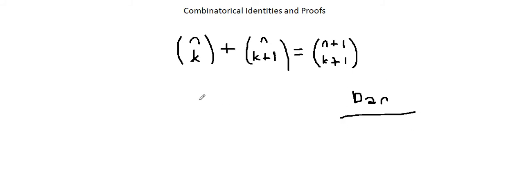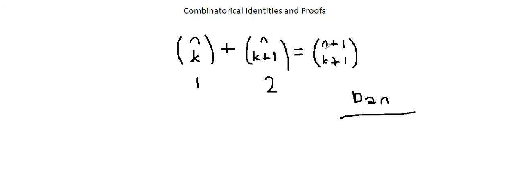Now, let's look at the two left-hand side terms. They're not equations, so let's call them combination 1 and combination 2. Combination 1 is stating that we have n people and we're choosing k. And the other one is n people and we're choosing k plus 1. So let's look at Dan. He has two options. He can either be on the committee, on the k plus 1 committee, or he could not be on the committee.